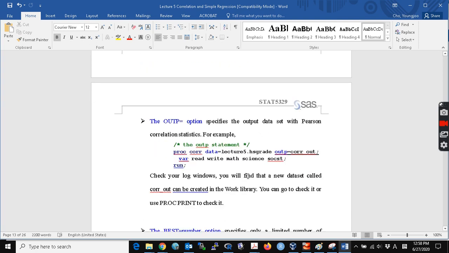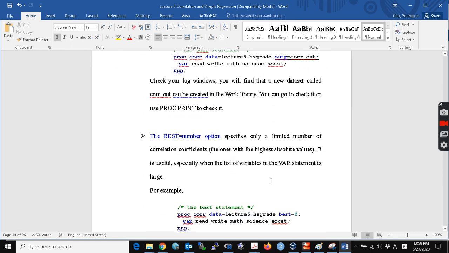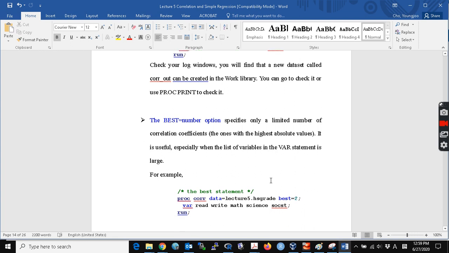Another option in the partial correlation is the OUTP= option, which specifies the output data with the Pearson correlation statistics. You create this CORR_out in this code, then you can print the output here using proc print. Another option you can specify is the BEST= number option, which computes only a limited number of correlation coefficients, the ones with the highest absolute values.